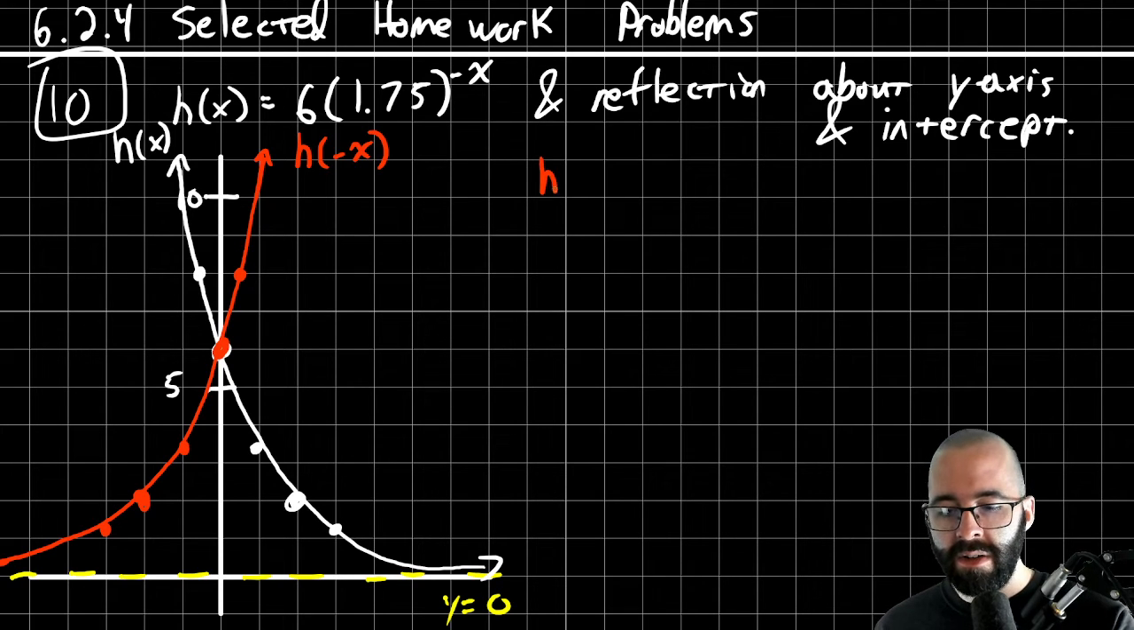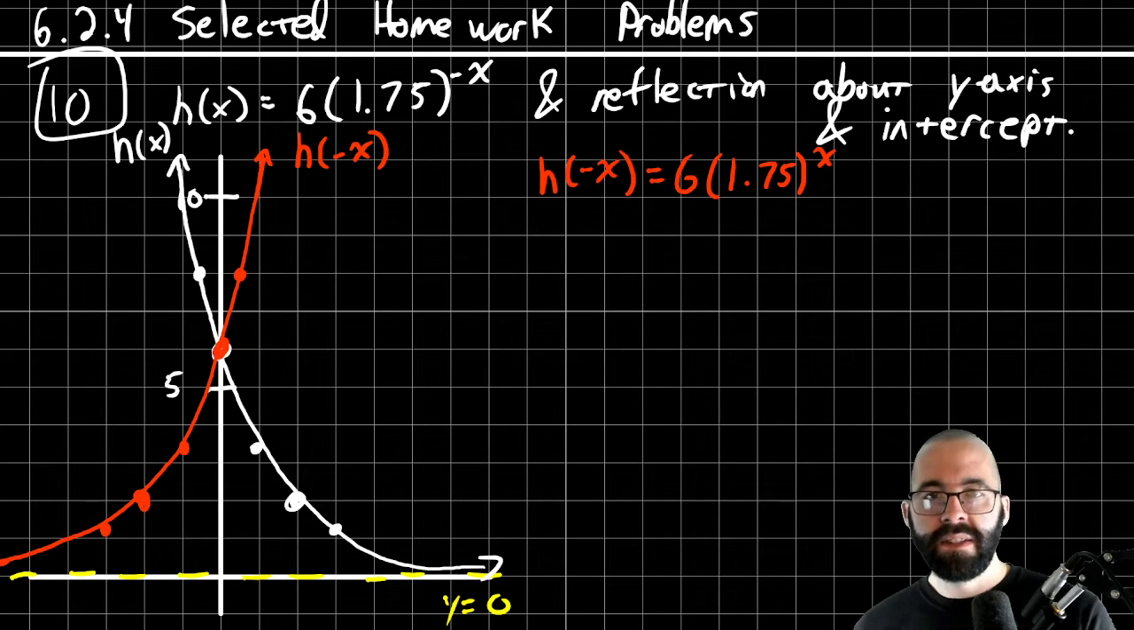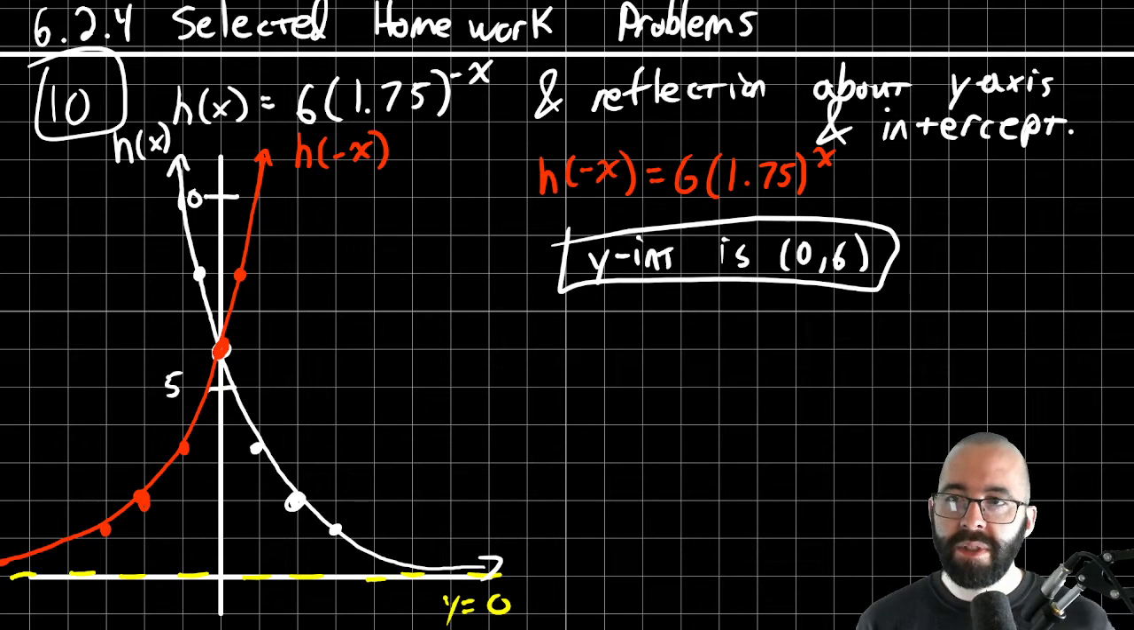As a side note, what is the formula for h of negative x? We replace x with negative x. We're going to have 6 times 1.75 to now positive x. And it wants us to give the y-intercept as well. So the y-intercept for both is (0, 6). That's what they're asking for in these problems.